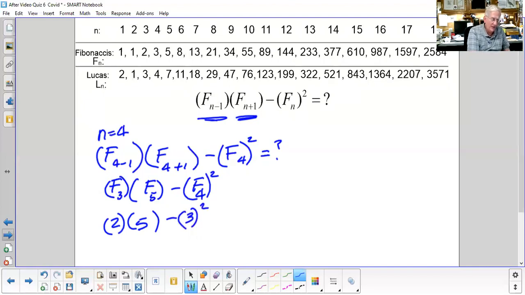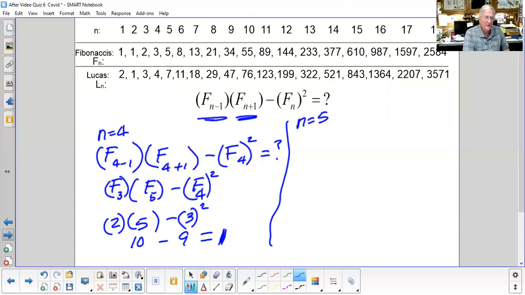So now if I evaluate this, I get 10 minus 9, or an answer of 1. How about that? So when n was 4, I got the answer 1. Well, what if I tried over here for n equal to 5? So now I'm going to take a bit of a shortcut here. What is f sub n minus 1 if n is 5? Isn't it f4, right?